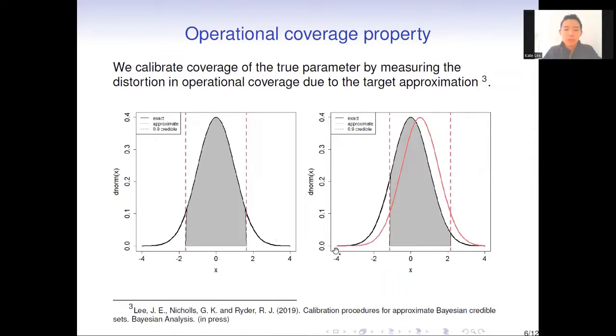So here are two diagrams to illustrate the idea. The black curve indicates the exact density, the exact posterior, and the solid red curve indicates the approximate posterior density. The two red dotted vertical bars indicate the 0.9 credible set approximation. In other words, they are the 0.9 credible set of the approximate posterior distribution. In the left-hand side plot, there is no approximation. The exact and approximate posteriors are the same.